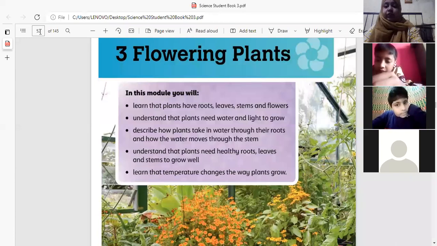Afan, what is the function of roots? What do roots do? Ma'am, roots absorb the water and it goes to the stem and flowers, seeds. Very good. They absorb water from the ground.